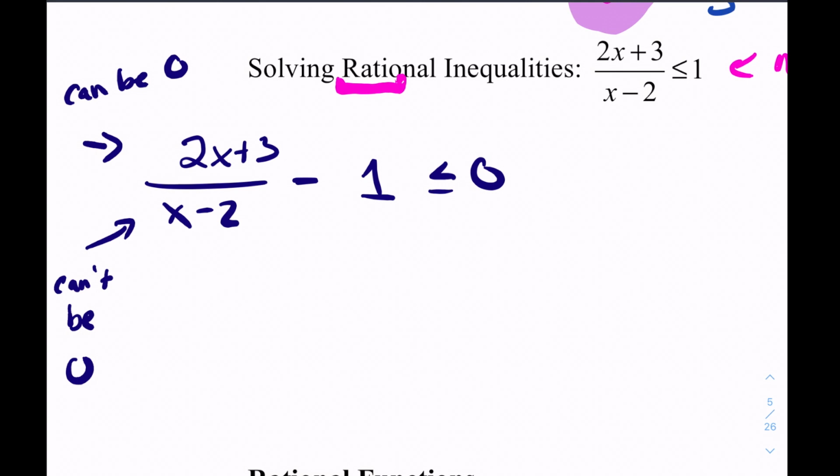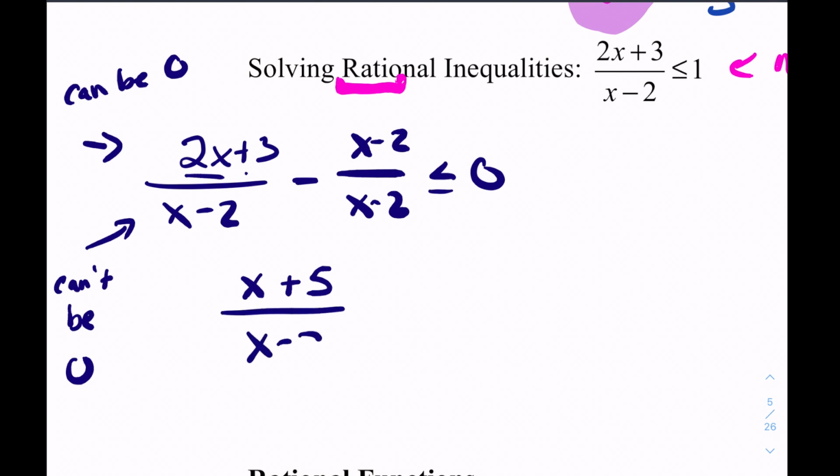Before we do this, let's combine these two. 1 is the same thing as x minus 2 over x minus 2. I write them so they have a common denominator. And now I have 2x minus x, which gives me x. I have 3 minus a negative 2, which is 3 plus 2, so it would be x plus 5 over x minus 2. It's less than or equal to 0.